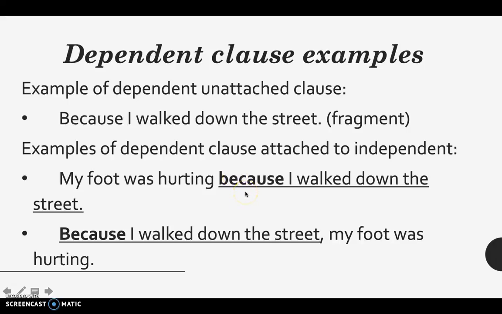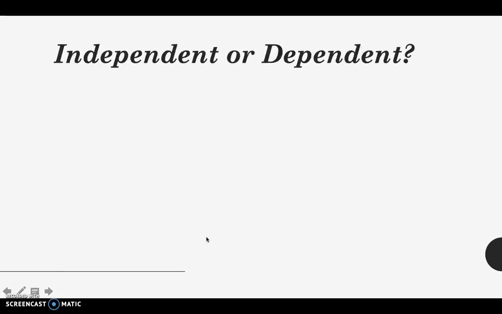I can also flip these. Because I walked down the street, my foot was hurting. So now I've got the dependent clause first, and then the independent clause. The only difference you might notice was I had a comma, and I'll put that in a further slide when we get into the subordinating conjunctions. But that's the only difference. You can put them in whatever order. I prefer this order in terms of my writing. I find myself writing a lot like this, but it really doesn't matter. They're both equally grammatically correct.